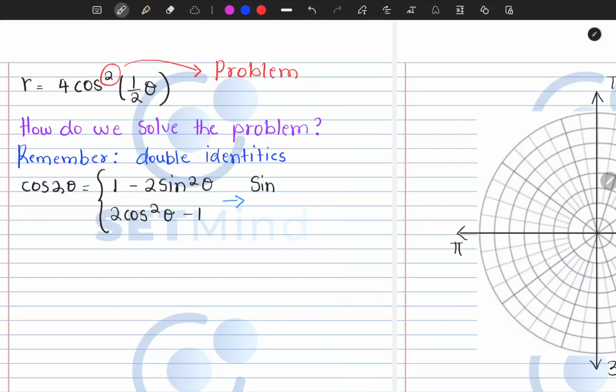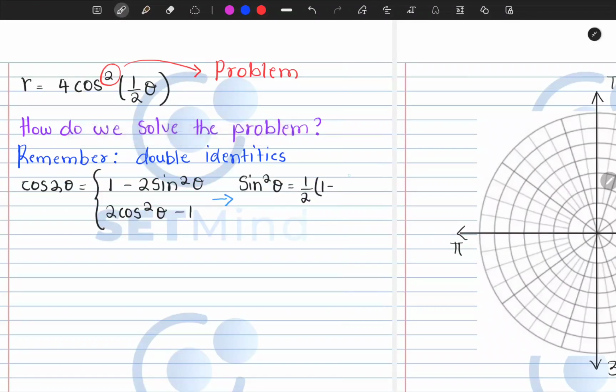So essentially, if you want to make sine squared theta the subject of the formula, you would need to transpose and end up having a half multiplied by 1 minus cos of 2 theta. This is what sine squared theta amounts to. When you try to make cos squared theta the subject, you will see that what we'll get is half of 1 plus cos of 2 theta. This is what we get.